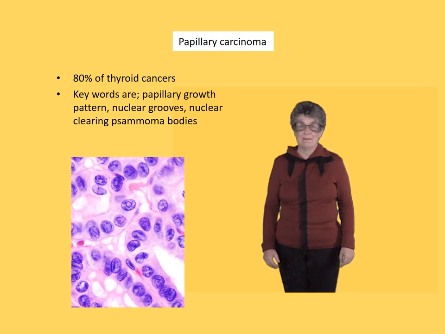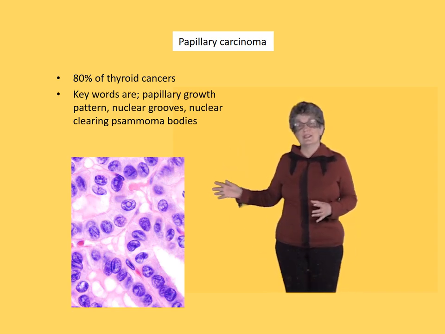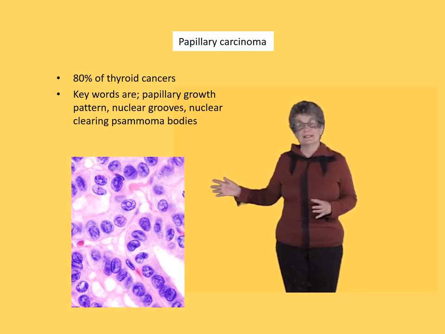Now the cells that make up papillary carcinoma are really distinctive. They have nuclear grooves. That means they have folds down the middle of the cells. If you look at the picture on the right here, you'll be able to see some cells that have folds down the middle of them. They look like coffee beans.